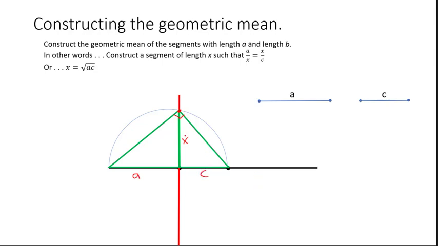And again, remember, with this right triangle picture, this altitude is the geometric mean of a and c. So the length of x right here, from that point down to here, is the length of your geometric mean. And that concludes our lesson for today.